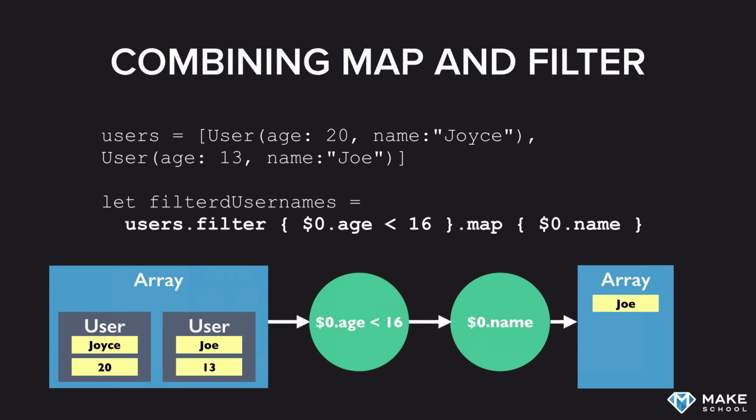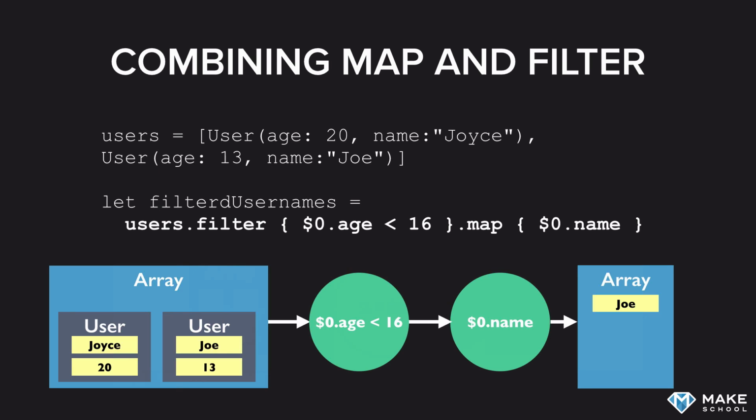Map and filter can also be combined. Let's take a look at this more extended example. Here we now have users that have an age and a name, and what we want to do is generate a list of usernames of users that are younger than 16. Essentially, we are combining the 2 examples that we showed earlier into one.